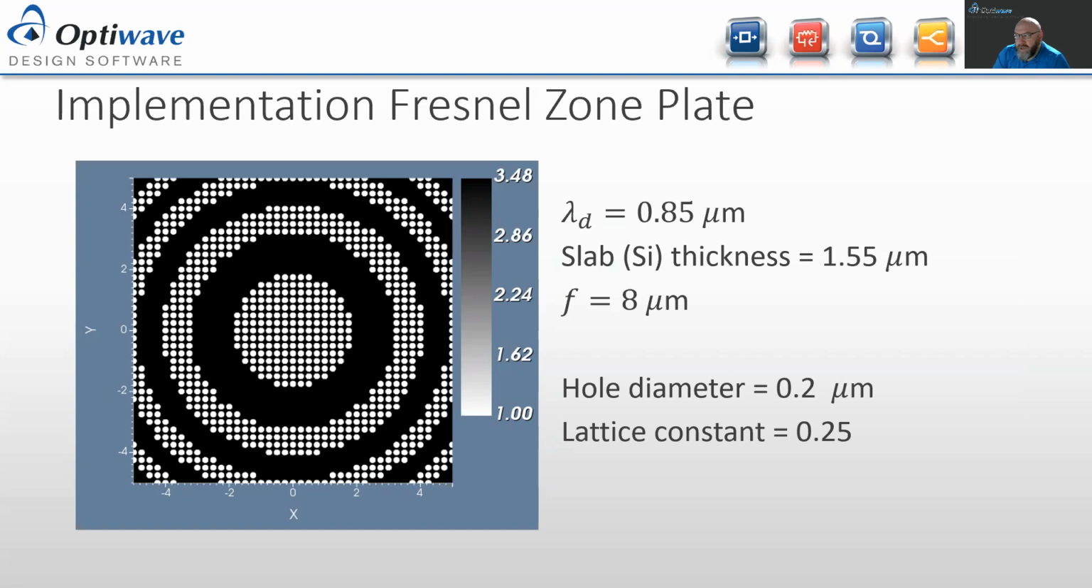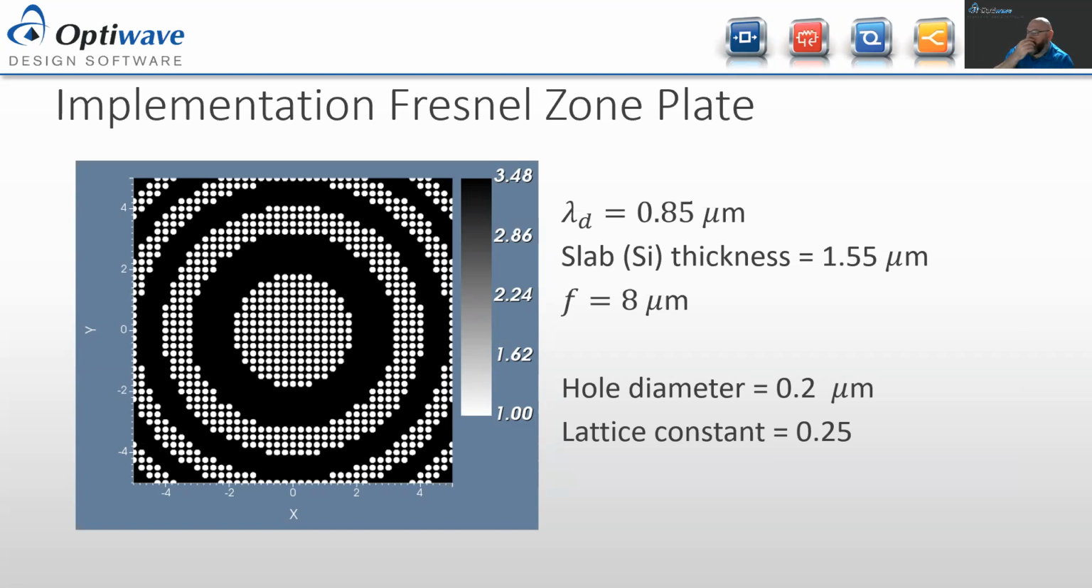So what we're going to do is have the same setup. We're going to have a 0.85 micron source, a 1.55 micron Si slab, and then a focus length of 8 microns. But anywhere we want high transmission, so low index, we are going to generate an array of air holes that are 0.2 microns in diameter and have a lattice constant of 0.25. The idea being, wherever there are air holes, our index is lower, so we have a high transmission zone.